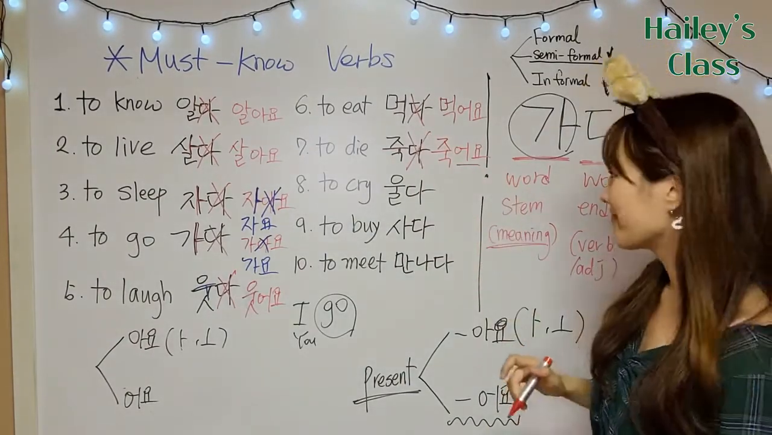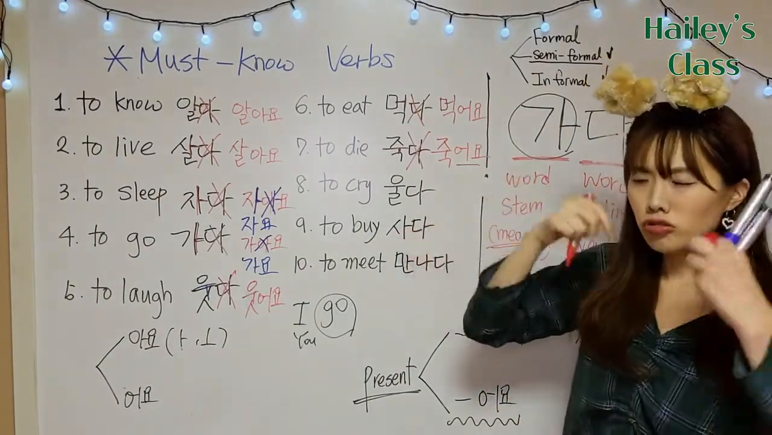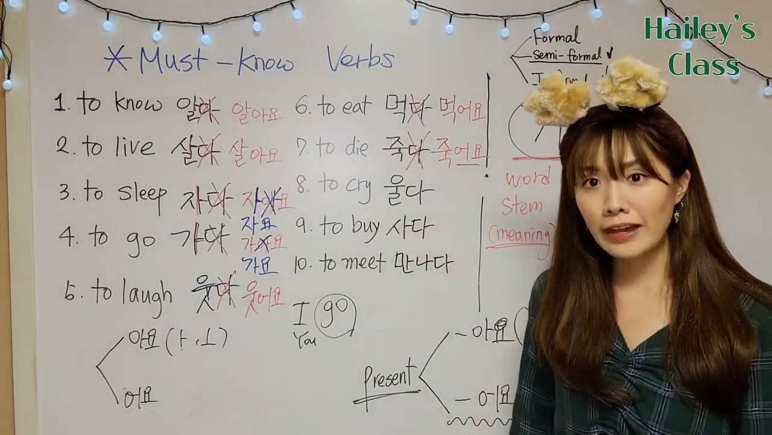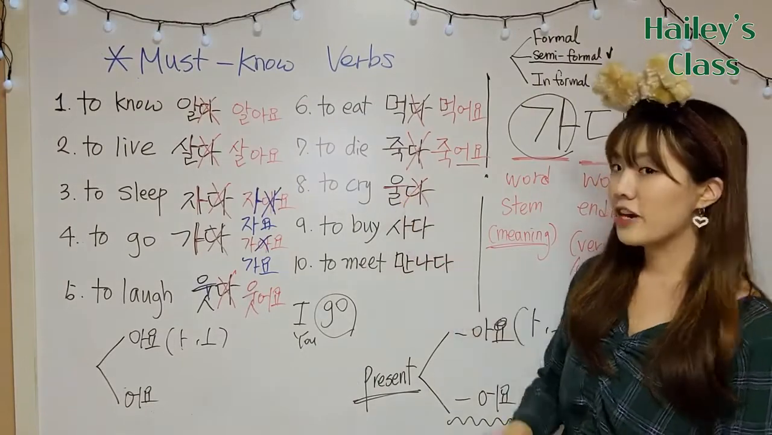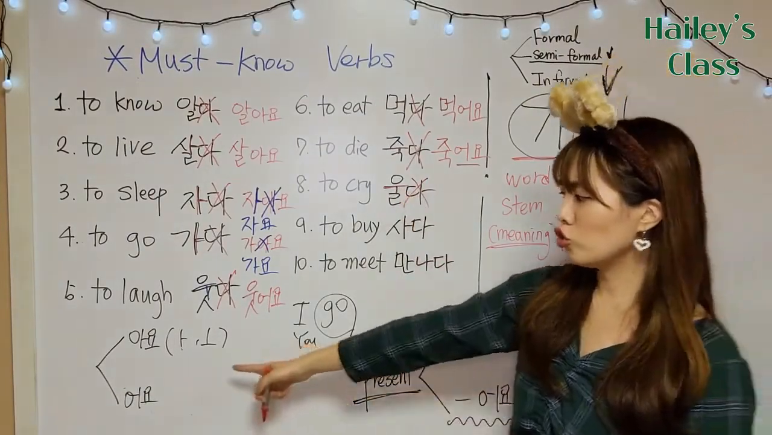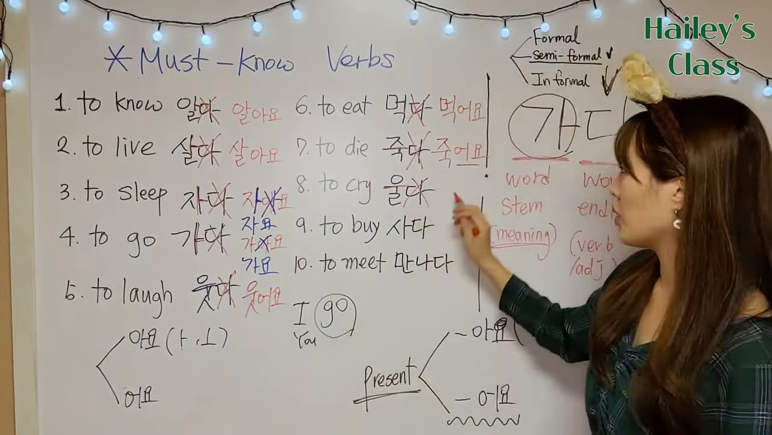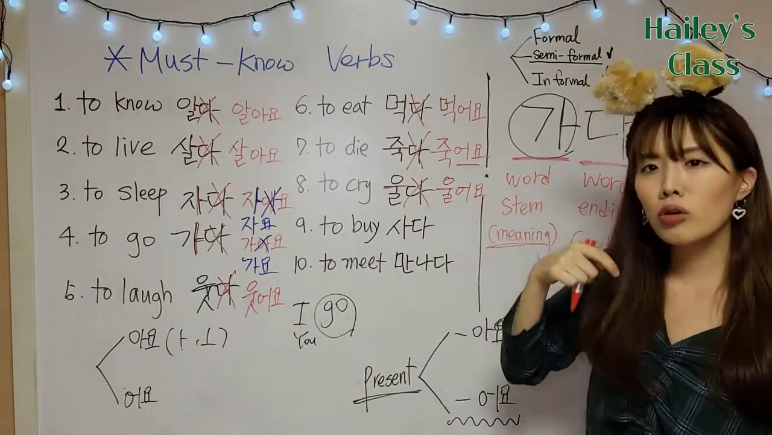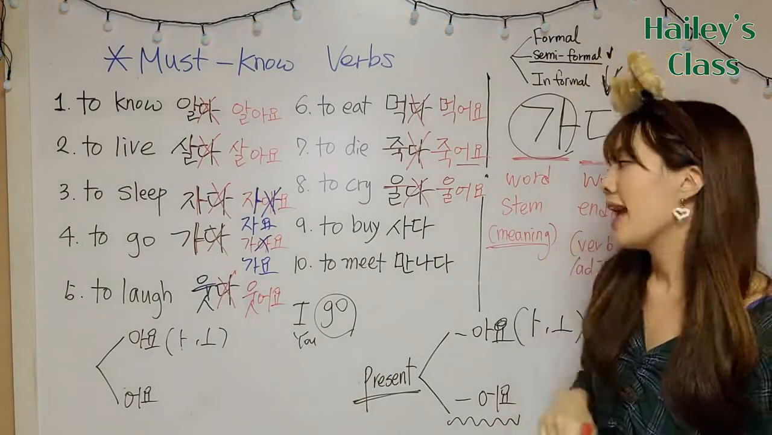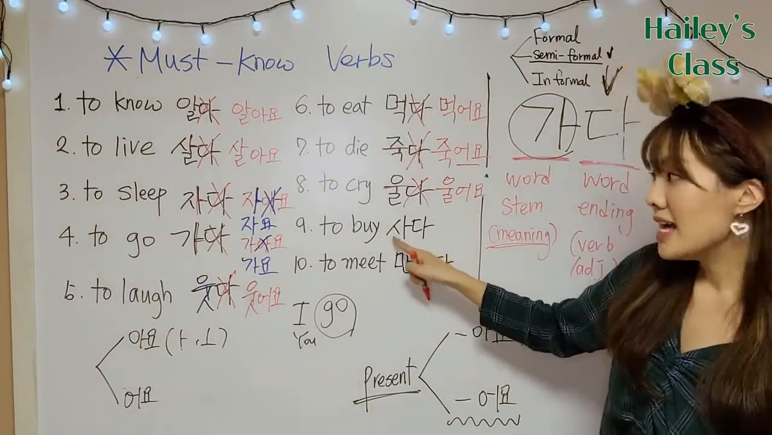Got it? And in here, 울다. The first thing you have to do is delete 다, and the vowel in here is 우. It's 어요. So it's 울어요. 울어요. Got it?